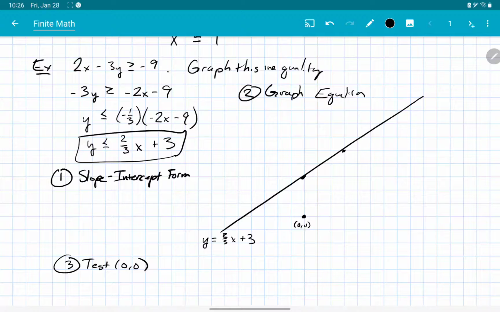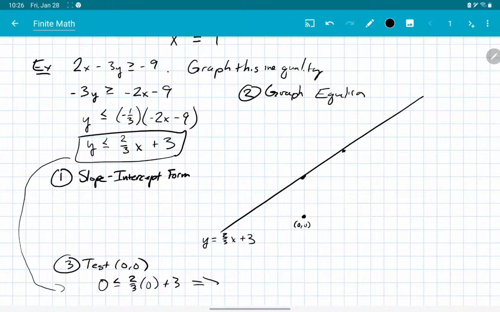Now, unless your line actually goes through the origin, then you can't use this to test. But this is the point I usually like to test. If I plug in 0, 0 into this equation, I get 0 less than or equal to 2/3 times 0 plus 3. And then when I simplify that, I get 0 less than or equal to 3. Is 0 less than or equal to 3? Yes, 0 is less than or equal to 3. So that means that the origin belongs to this inequality. And that means the actual graph of the inequality, then we want to shade everything underneath the graph.